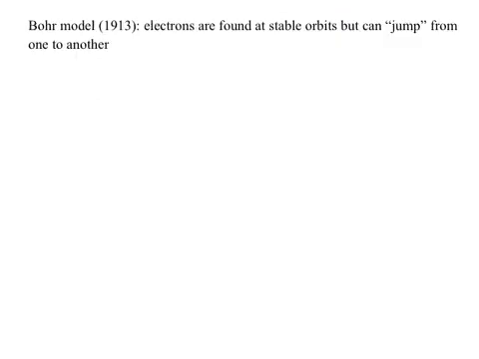Now in 1913, the Bohr model told us that electrons are found in stable orbits, but can jump from one to another at specific orbits. Other things that the model told us were that the atom is held together by the positive nucleus and the negative electrons around it, and there's a force that's keeping them from attracting to one another. The electrons are not spiraling toward the center of the atom and crashing into it.